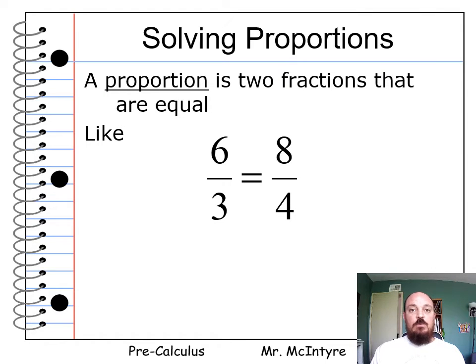6 over 3 equals 8 over 4. Now that's true because both of those actually equal 2. Remember, a fraction really means divide. So on one of them you have 6 divided by 3, which is 2. And the other is 8 divided by 4, which is also 2. So those are definitely equal. That would be what we call a proportion.